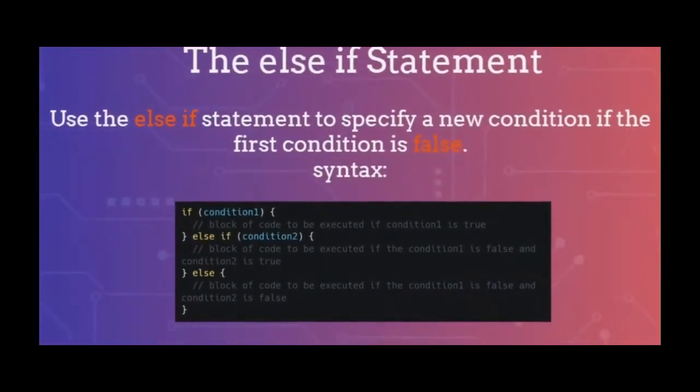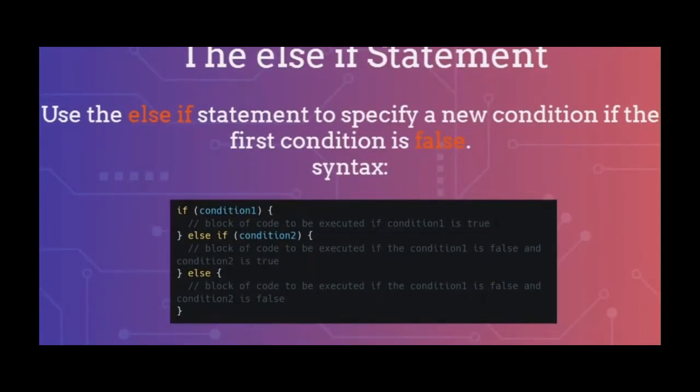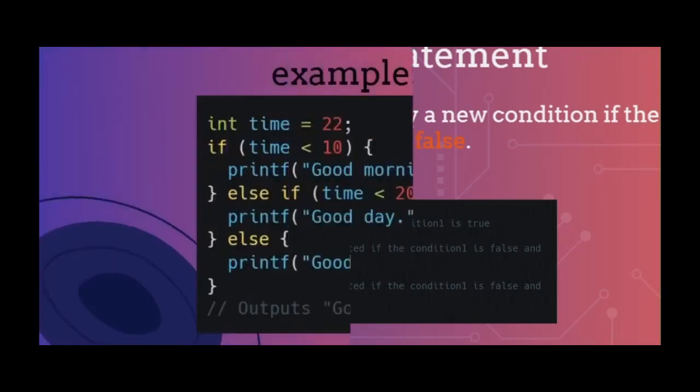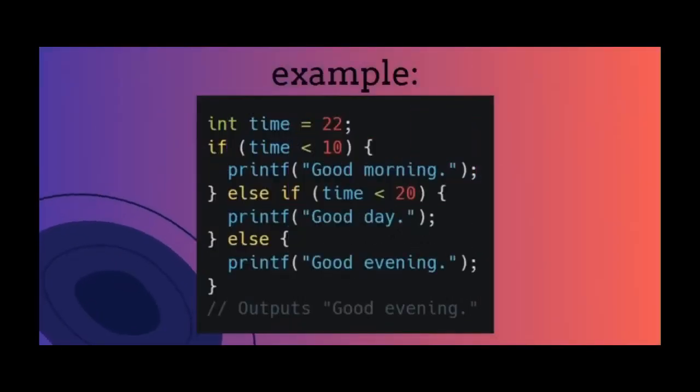The else if statement. Use the else if statement to specify a new condition if the first condition is false. And this is the else if syntax. In this example, time, 22, is greater than 10, so the first condition is false. The next condition, in the else if statement, is also false, so we move on to the else condition since condition 1 and condition 2 are both false, and print to the screen good evening. However, if the time was 14, our program would print good day.